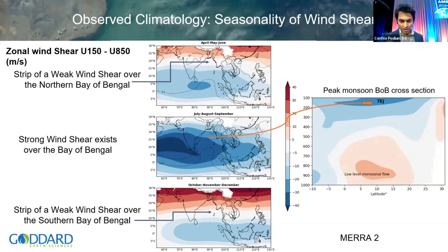If we go back to October, November, December, we again see that a weak wind shear exists, minus 5 to 5 meters per second, where tropical cyclone development is most likely. The positive values push from northern to southern Bay of Bengal, which is related to the subtropical jet, and negative values are associated with the tropical easterly jet.